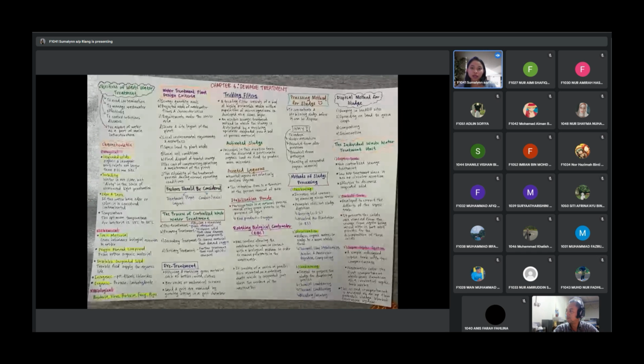Under this chapter, there is the explanation about processing method for sludge, and the 3 types of methods of sludge are thickening, stabilization, and conditioning. Meanwhile, there are 3 types of individual wastewater treatment unit, which are septic tank, Imhoff tank, and super septic system.